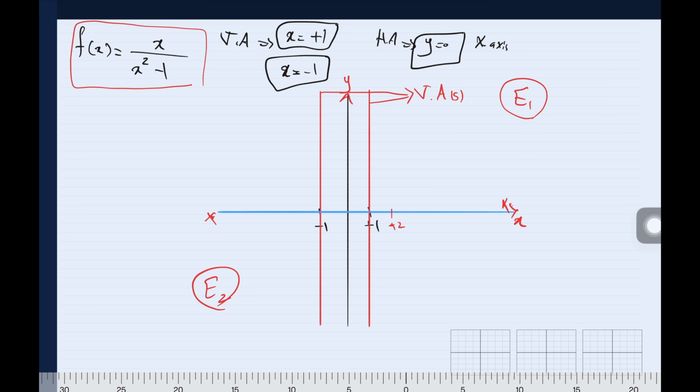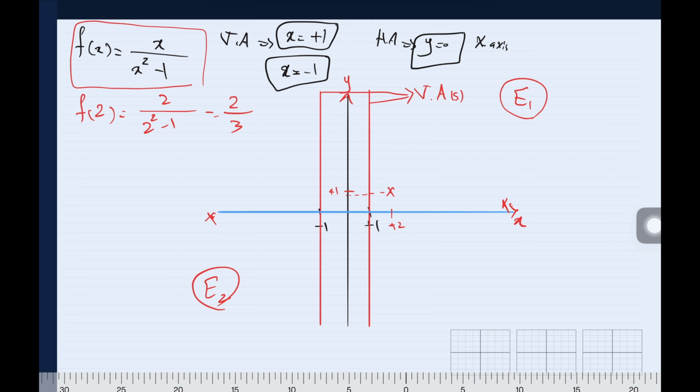So if I have positive 2, and I want to calculate f at 2, then this is going to be 2 divided by 2 squared minus 1, which is 2 over 3, right? So if I have 2 over 3, and let's say this is positive 1, then 2 over 3 is going to be a point like here, right? As long as I approach this positive 1, the y amount is getting bigger and bigger.